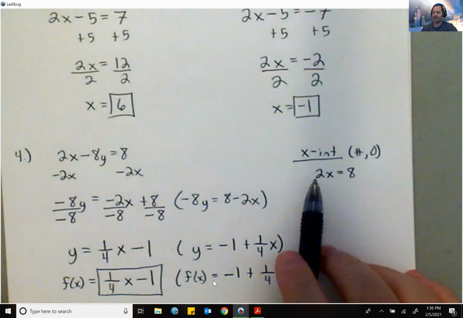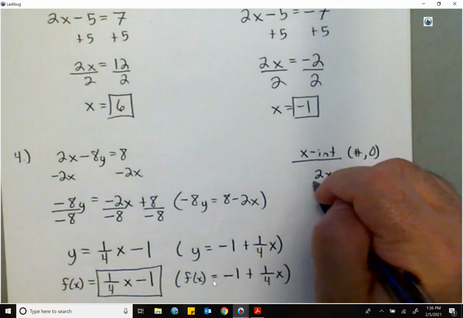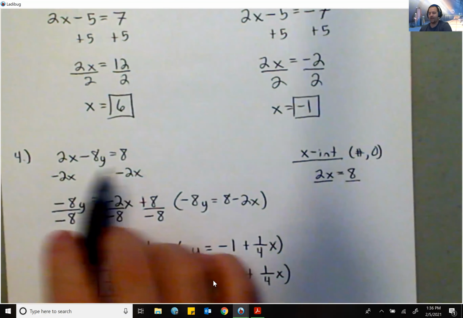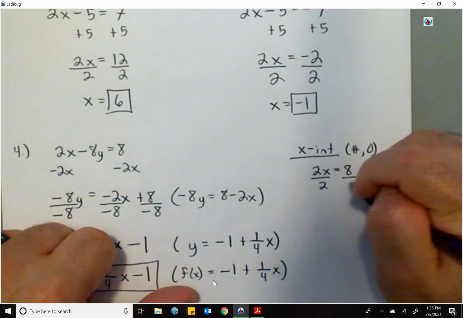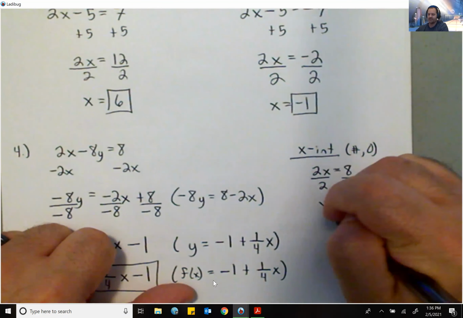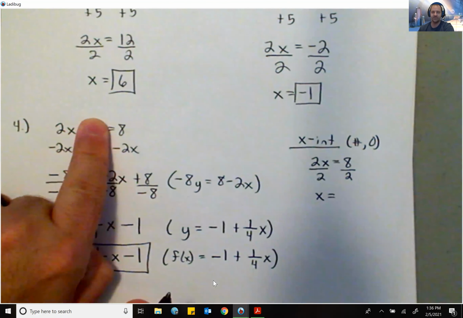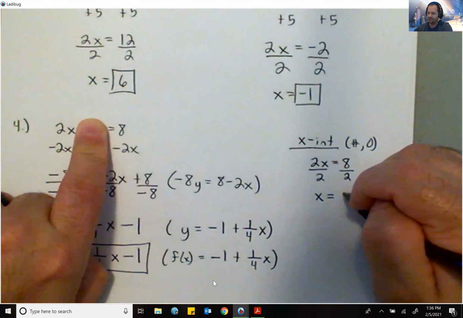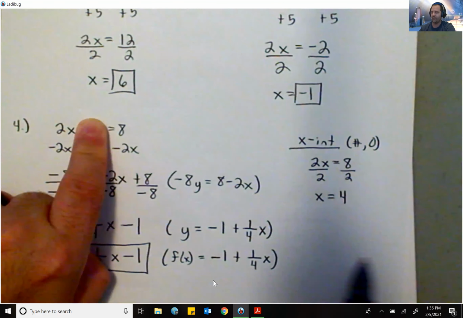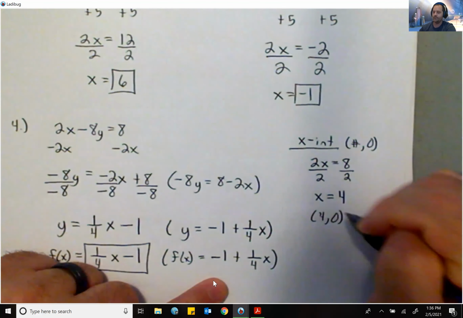What do I do to get x by itself? Divide by 2. There we go. So I'm not going to plug in the 0 for y. I'm just going to cover it up, because I know that that's going to just go away, because anything times 0 is 0. So my x-intercept is 4, comma 0. I'm going to use that to help me graph.